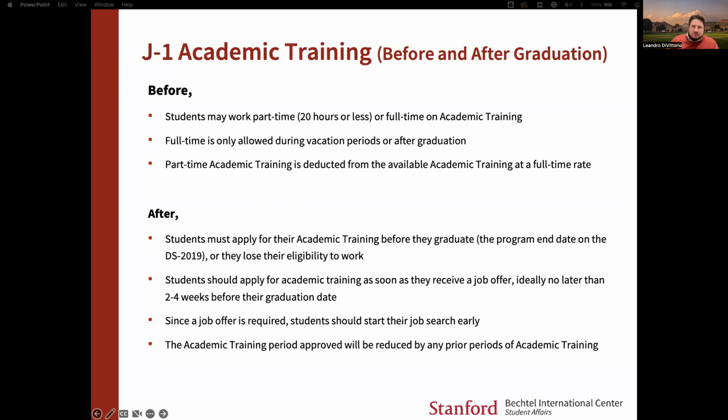For academic training after your graduation, students must apply for their academic training before they graduate. It's very important that you apply before the end date of your DS-2019 program, or you will lose eligibility to work. So we need to put the academic training on your DS-2019 before the expiration date. Otherwise, you won't be able to do it.